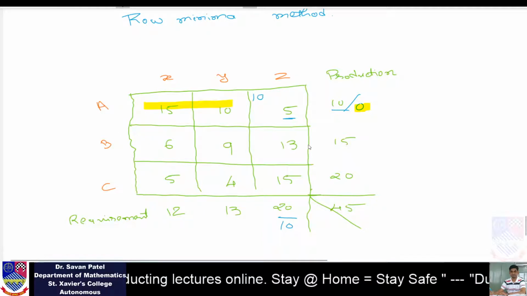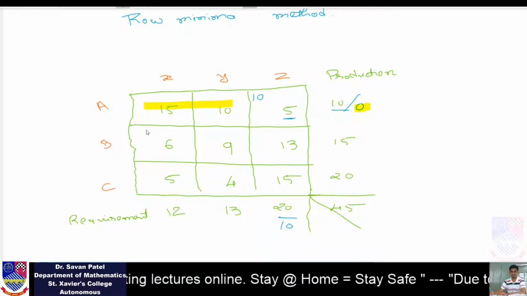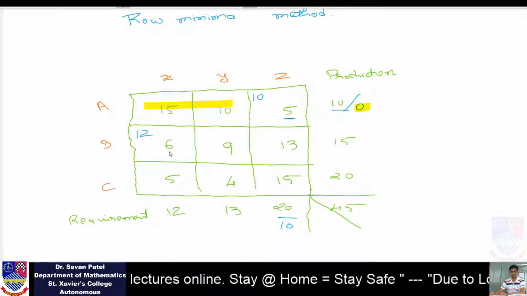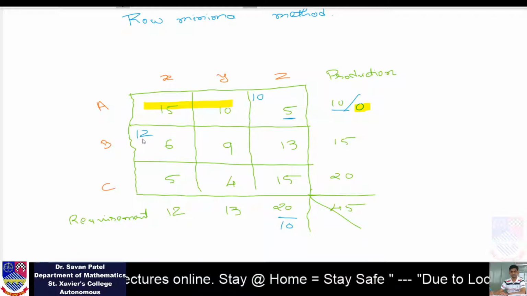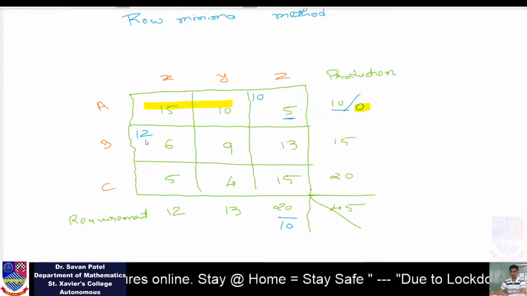Again, this is our first row. In this row, first of all, the minimum is 6. So here I have to allocate. And then the minimum of 12 and 15 is 12. So we are transporting 12 units here.